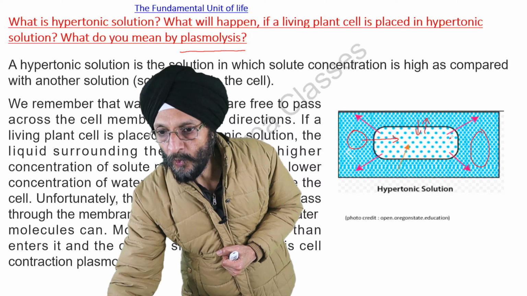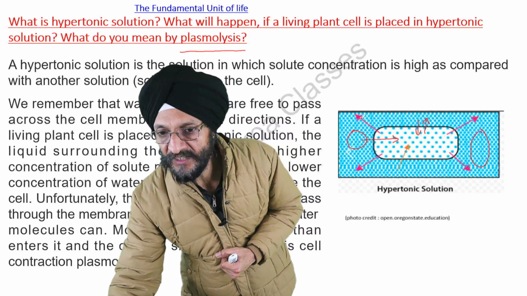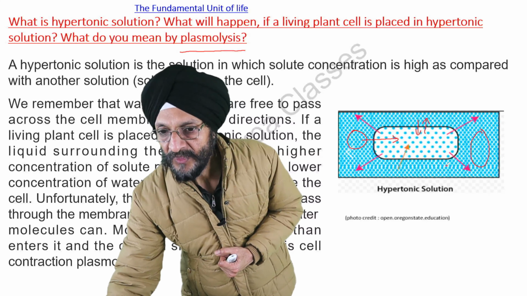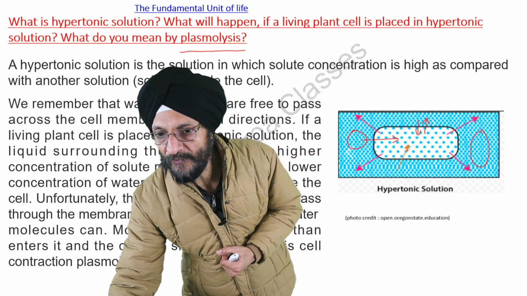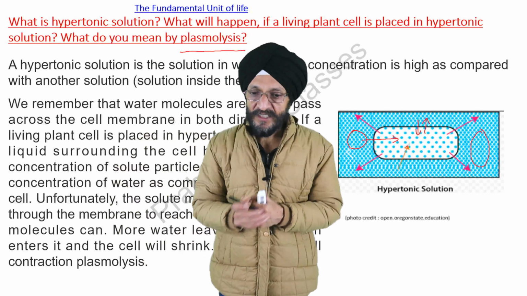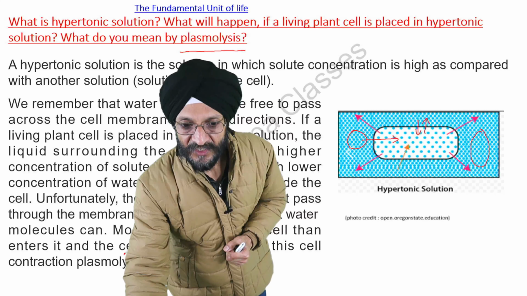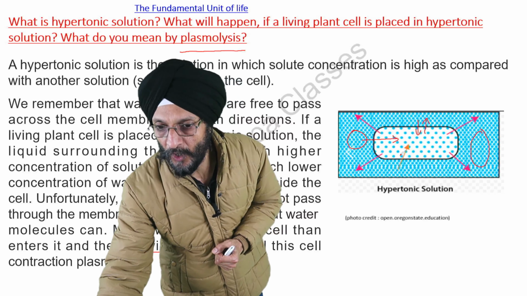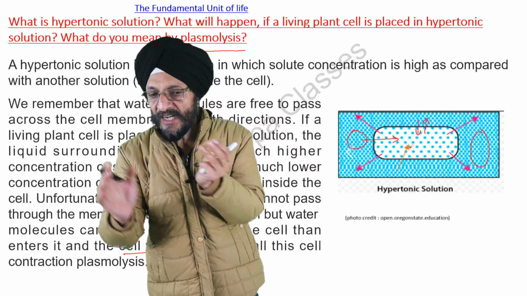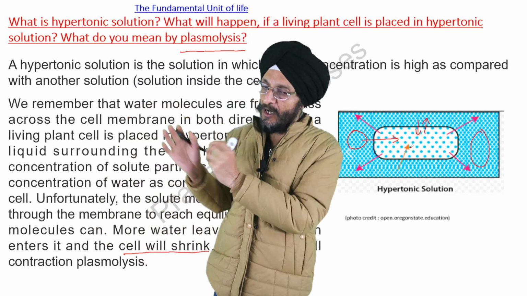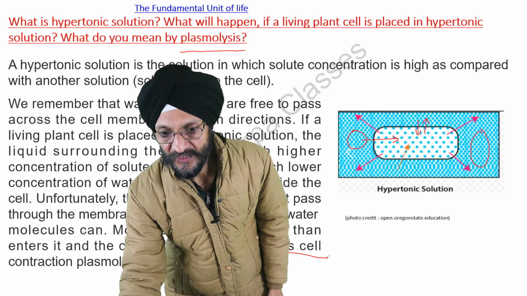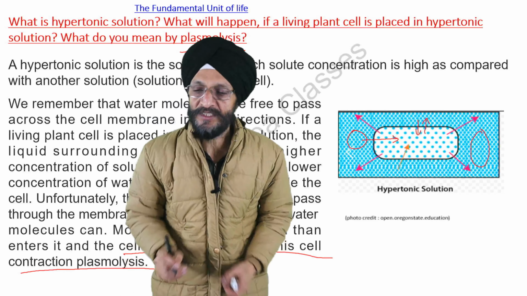So more water will leave the cell. You can see here these are the pink color lines. More water is coming out of the cell. Only a small amount of water is coming inside the cell. So what will be the net result? The cell will shrink because more water will go out of the cell and only a small amount of water will come inside the cell, and the net result is more water goes out of the cell and the cell will shrink. We call this cell contraction plasmolysis.